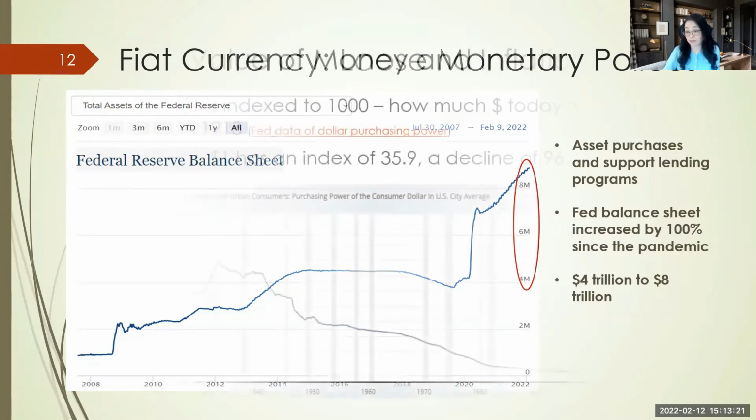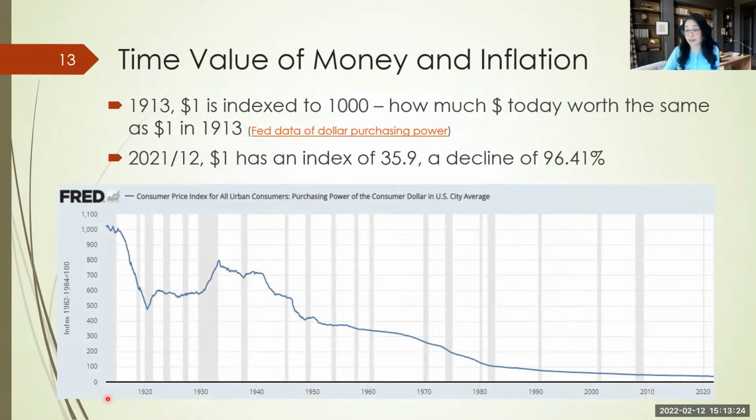This has been seen through the inflation rate, right? If you look at starting from 1913, when we index $1 to 1,000, how much can that dollar buy us today in terms of purchasing power? This is measured by the dollar index. It started at 1,000 in 1913, but today it's only 35.9, which means over the last 100 years we have a decline of close to 97% of the purchasing power of the dollar bill. And the dollar has been one of the strongest currencies in the world, but this is what we have, right?